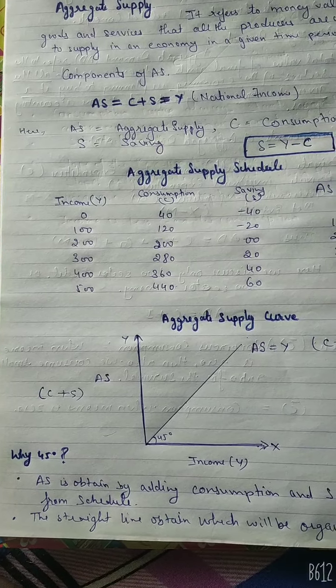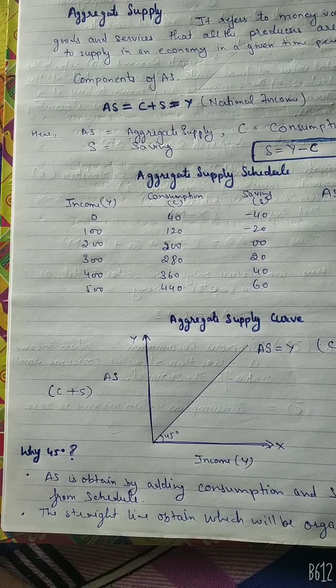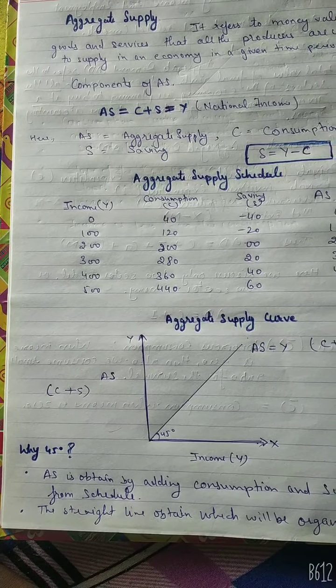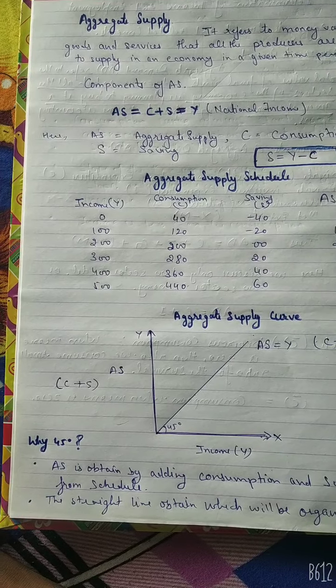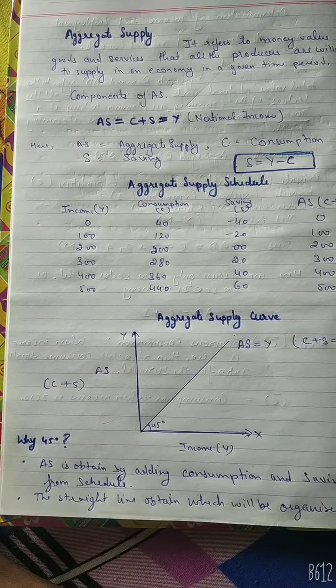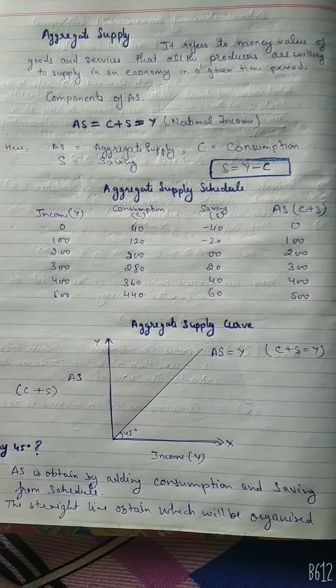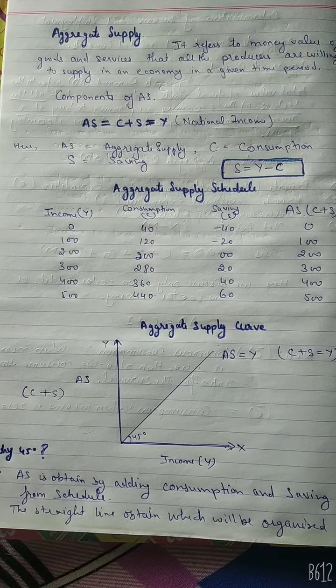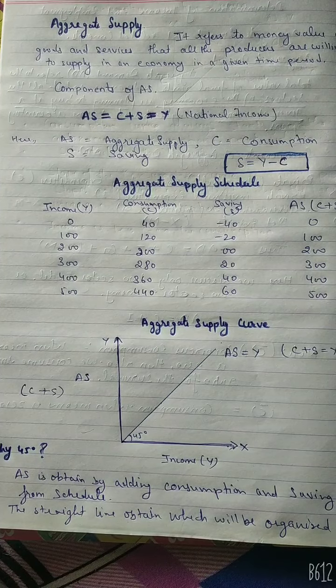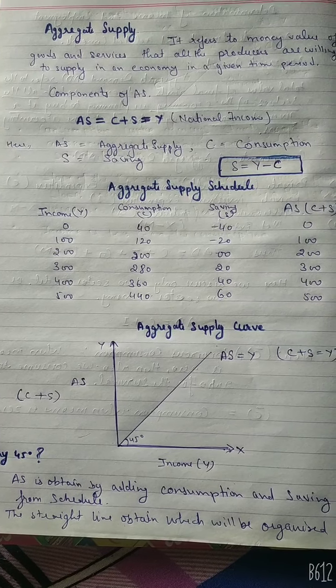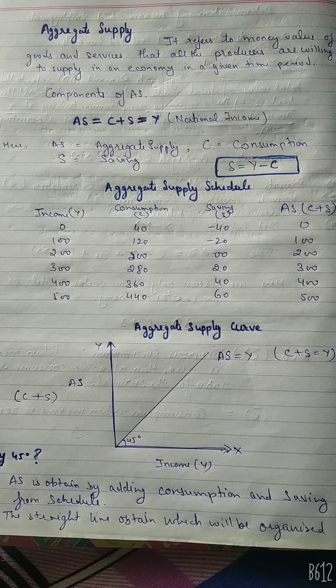Why is it 45 degrees? Aggregate supply is obtained by adding consumption and saving from the schedule. And second, the straight line drawn from the point of origin will be at a 45 degree angle, and therefore establishes the relationship between the income, that is Y is equal to C plus S.